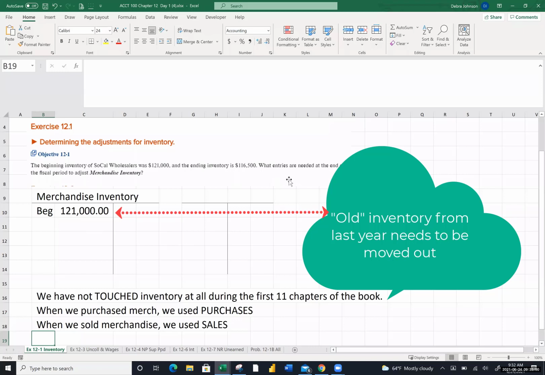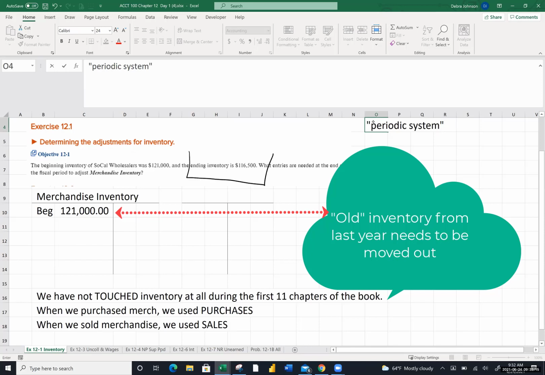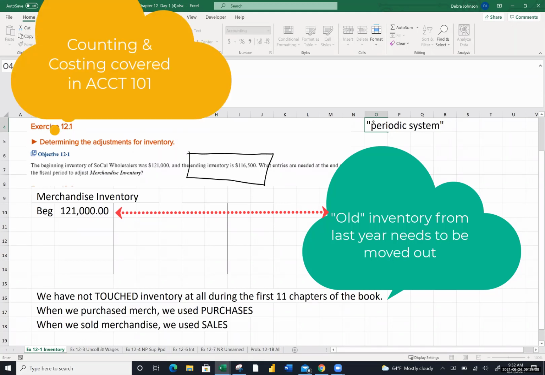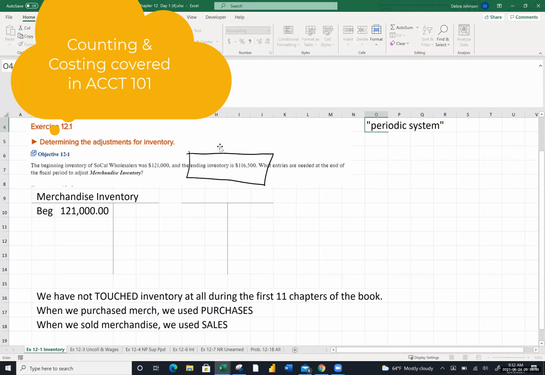GAAP says that you have to adjust your inventory, and we're using what's called a periodic system. So we have to adjust inventory on the last day of the fiscal year to whatever the physical count is. As I mentioned earlier during the lecture, the physical count is a complicated topic. You have to count the inventory and cost the inventory, and there are lots of accounting methods you can use to do that. So for this beginning class, they just give it to you. They just say inventory is 116,500.